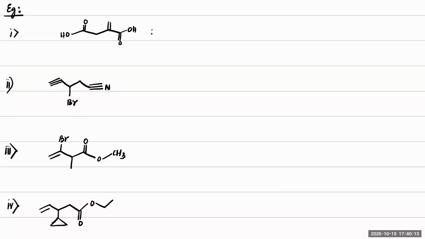So numbering should start from here. 1, 2, 3, 4. Second position, there is a methyl group with a double bond. So that is called methylene. So 2-methylene, and this is butane, complete ene with 1,4 dioic acid. So this is going to be 1,4-dioic acid.